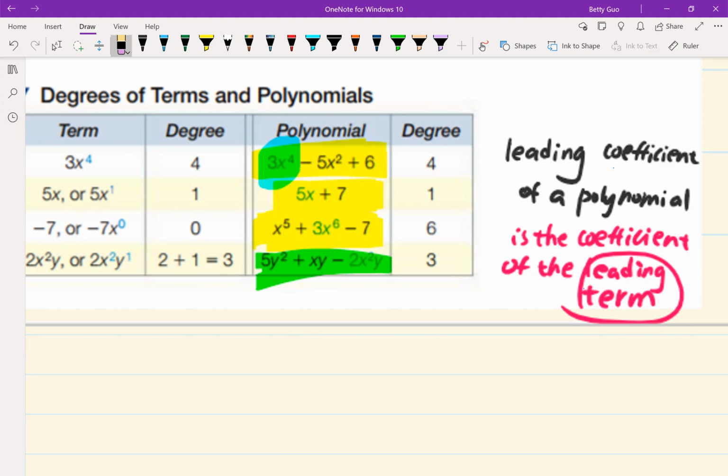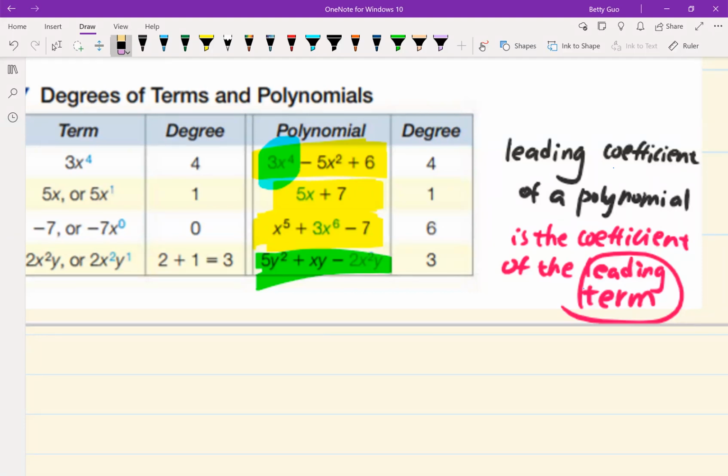Okay, let's look at this polynomial, the last one in green. 5y squared plus xy minus 2x squared y. How many variables do you see? 2 variables, x and y, right? So this is a multivariate trinomial.